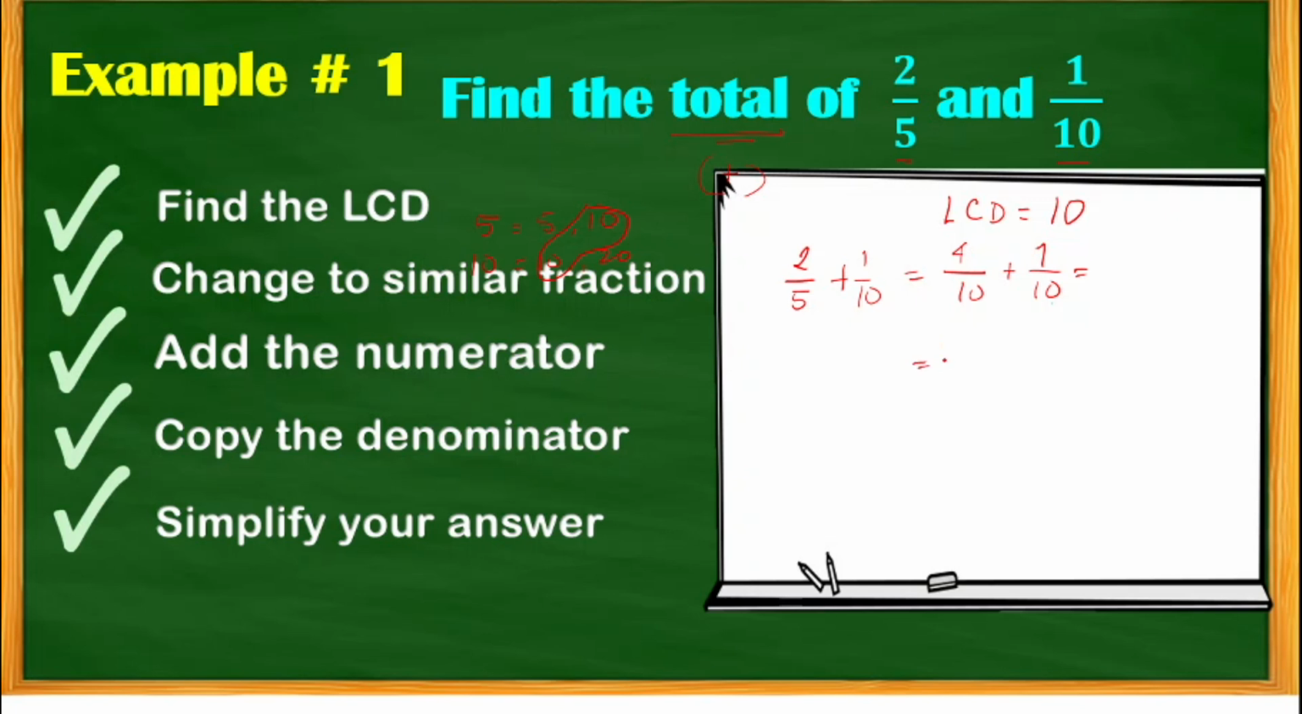We're going to copy the denominator and add the numerator. 4 plus 1, the answer is 5. Then lowest term your answer: the common factor between 5 and 10 is 5. 5 divided by 5 is 1, and then 10 divided by 5 is 2. So the final answer now is 1 half.